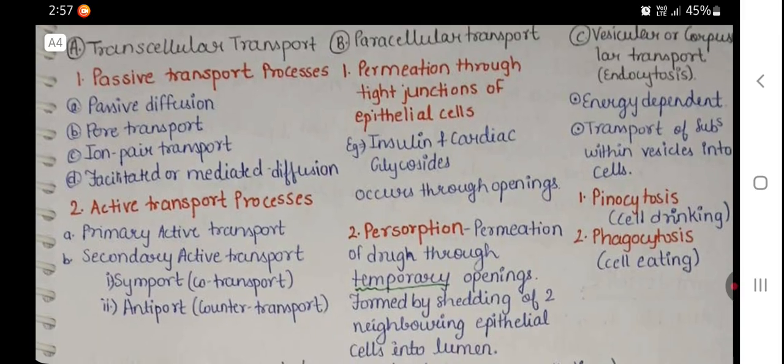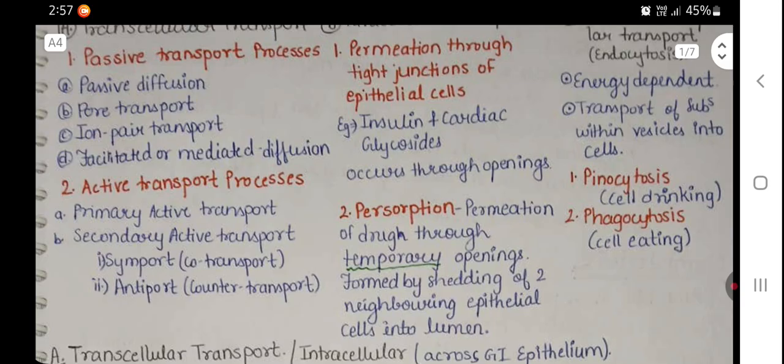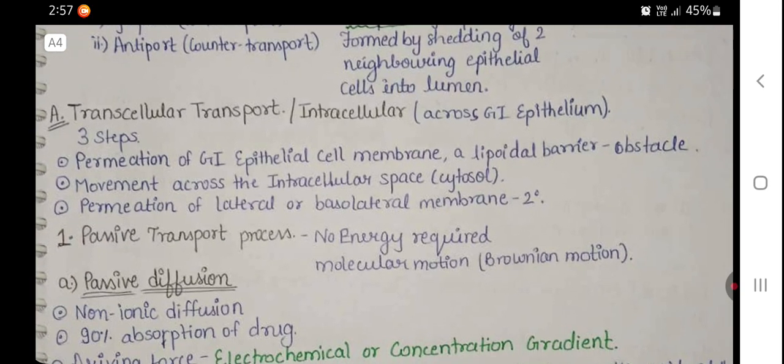In the case of the passive transfer, a requirement of energy is not needed, and it only requires molecular motion or Brownian motion. And we will see here the transcellular transport is also known as intracellular transport, and it includes three steps. First is the permeation of GI epithelial cell membrane, a lipoidal barrier. It is a major obstacle of GI. Then second is movement across the intracellular space, cytosol. Third is permeation of lateral or basolateral membrane, it is of secondary importance.